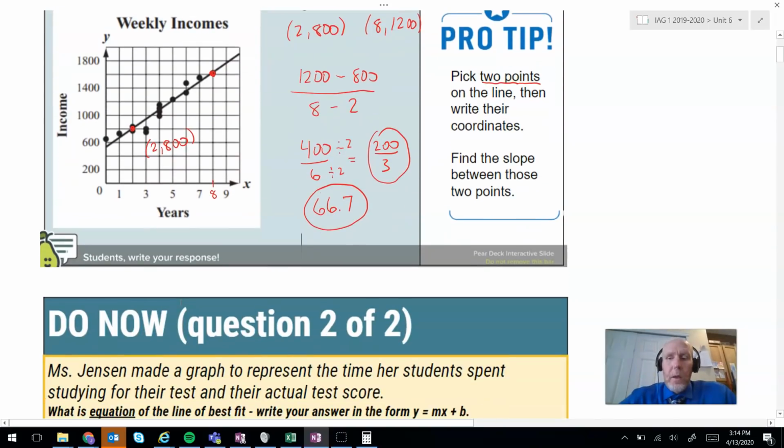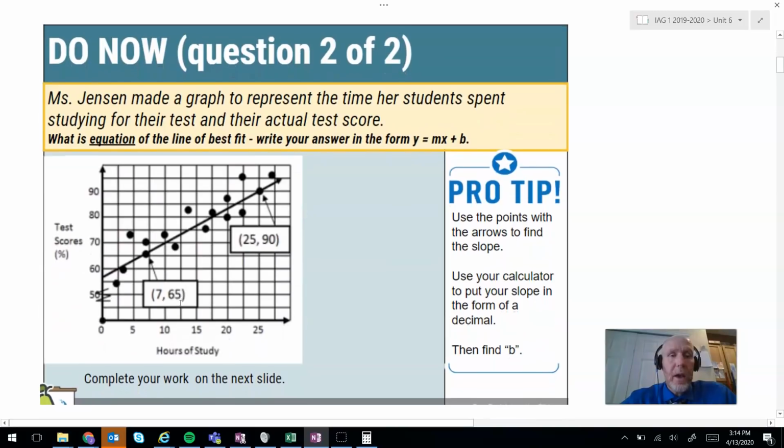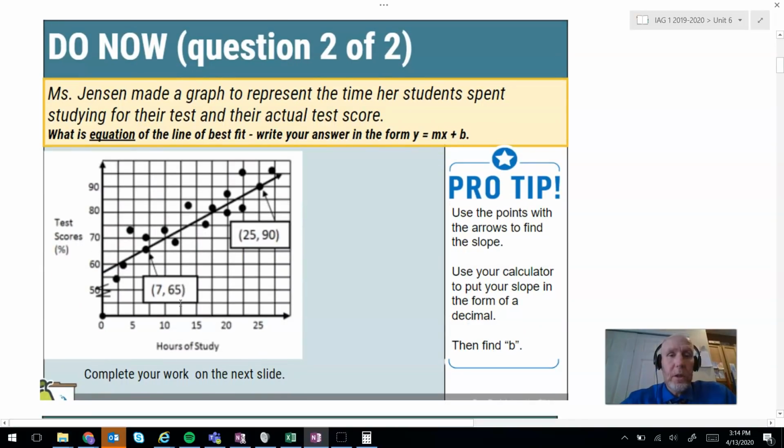Okay. Now, question number 2, it asked us to find the actual equation instead of just the slope this time. And so we do want to use the points with the arrows. So we have these 2 points already chosen for us. So really that's all we need from the graph. From here, all we need to do is find the slope and find the y-intercept.